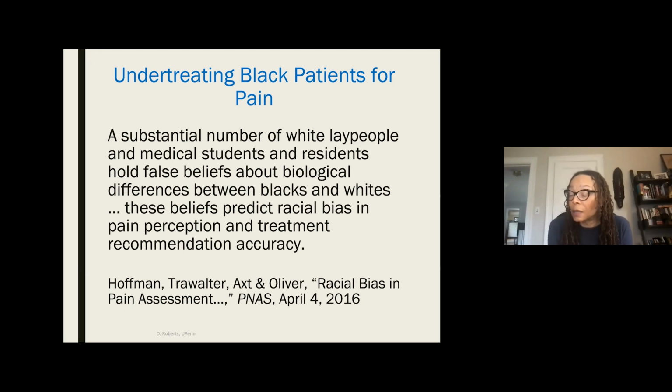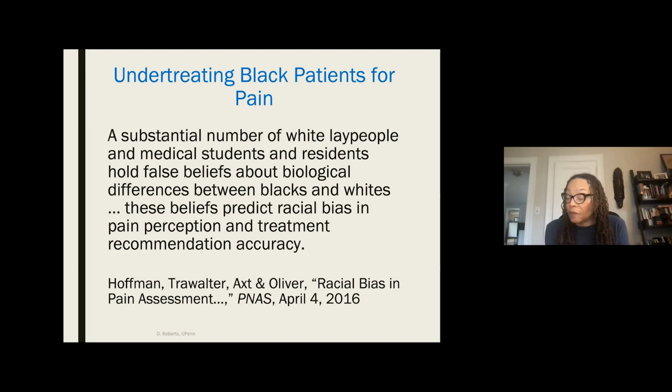It's long been documented that clinical staff undertreat Black patients for pain. Studies have shown that Black patients with painful long bone fractures and Black children suffering from appendicitis are far less likely than their white counterparts to get adequate pain treatment.